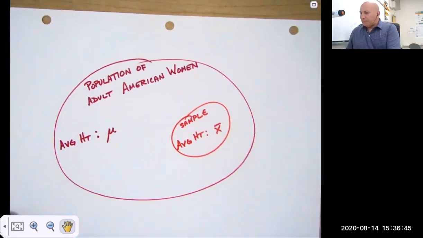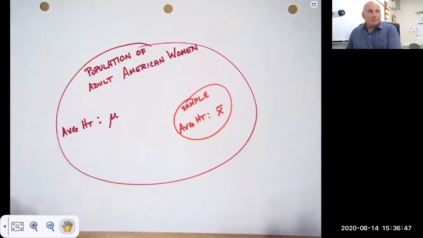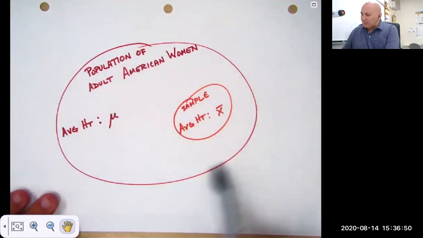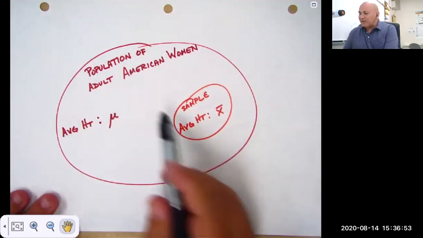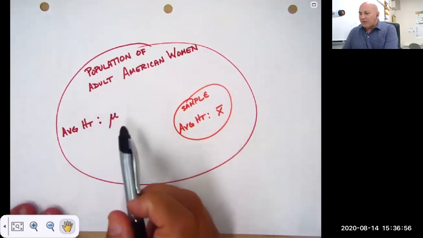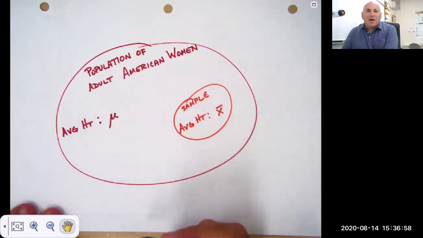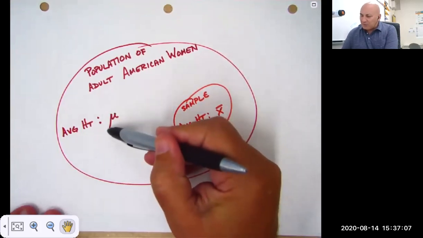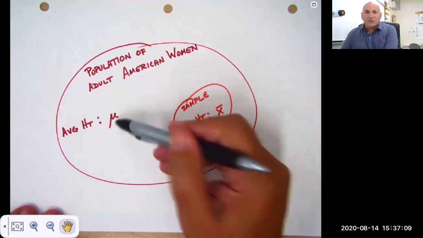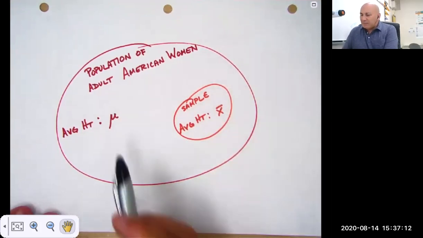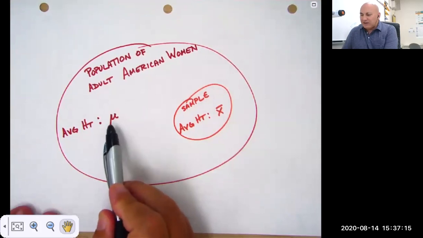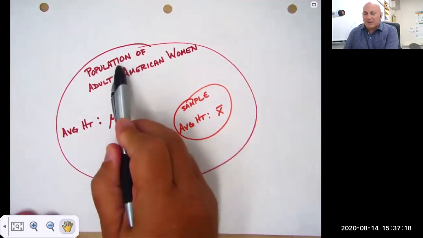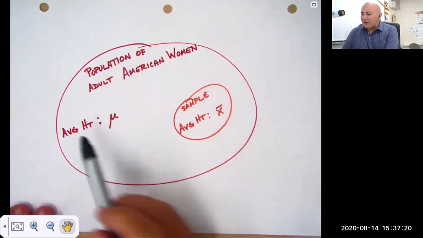Let's say that I'm trying to learn the average height of adult American women. So this oval represents all adult American women. That's my population. If I want to know the average height of that population, that average height is represented by this Greek letter mu. You start down here at the bottom, go up, and then you make a little letter u. That's the Greek letter mu. And that's the parameter. That is the number describing the entire population, that average height.